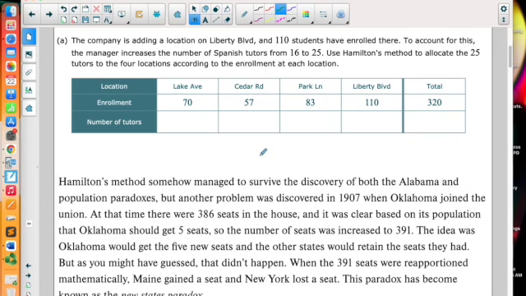Now, giving you a little background about the New States Paradox, how did this happen? It was discovered in 1907 when Oklahoma joined the Union. At that time, there were 386 seats in the House of Representatives, and it was clear that with Oklahoma's population it was going to need at least 5 seats. So they increased the number of seats to 391. Now, you would think that just increasing the seats by 5 would only give Oklahoma 5 seats, and everybody else would keep their own. However, when the 391 seats were actually reapportioned, Maine gained a seat and New York lost one. And it became known as the New States Paradox.